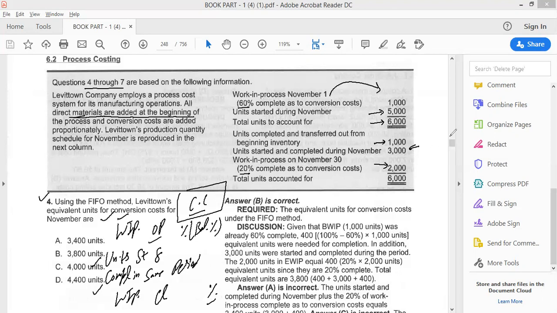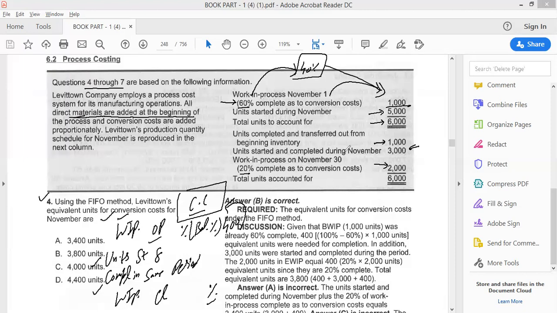So let's work on work in process opening. When we take a look, these are 1000 units which are already 60% complete. In our previous video also, we emphasized this point. When you are solving the question, you have to look at how much is the remaining percentage for the opening. Remaining means how much we are going to spend during this period. So here 60% is already completed, and the remaining 40% we are going to spend during this period. So I'll take 40% of 1000, which comes to 400, correct?